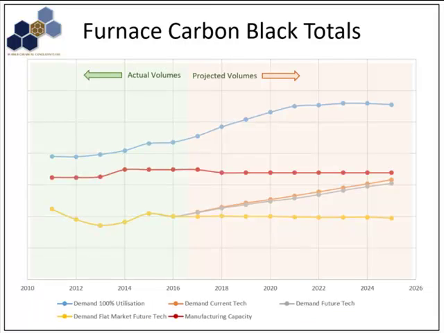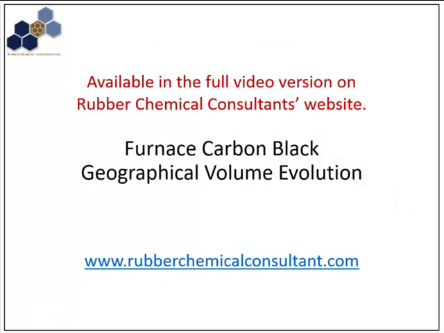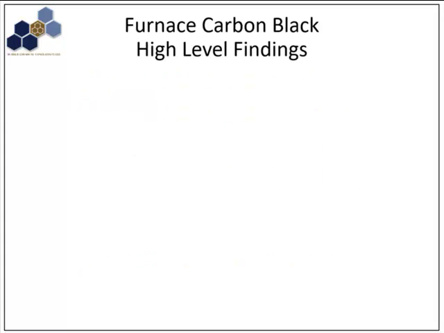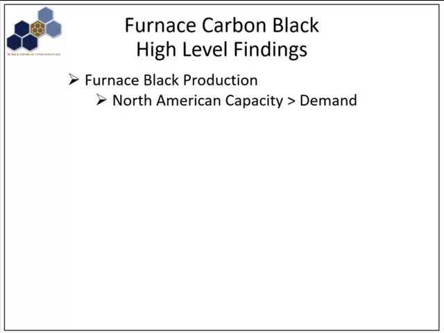The different market demand models can be compared to the North American domestic furnace carbon black supply to ascertain market conditions. Furnace carbon black geographical volume evolution is only available in the full video version on Rubber Chemical Consultants' website. High-level findings based on the stated analysis are as follows. North American furnace black production capacity is greater than demand. However, this tightens as we approach the year 2025.